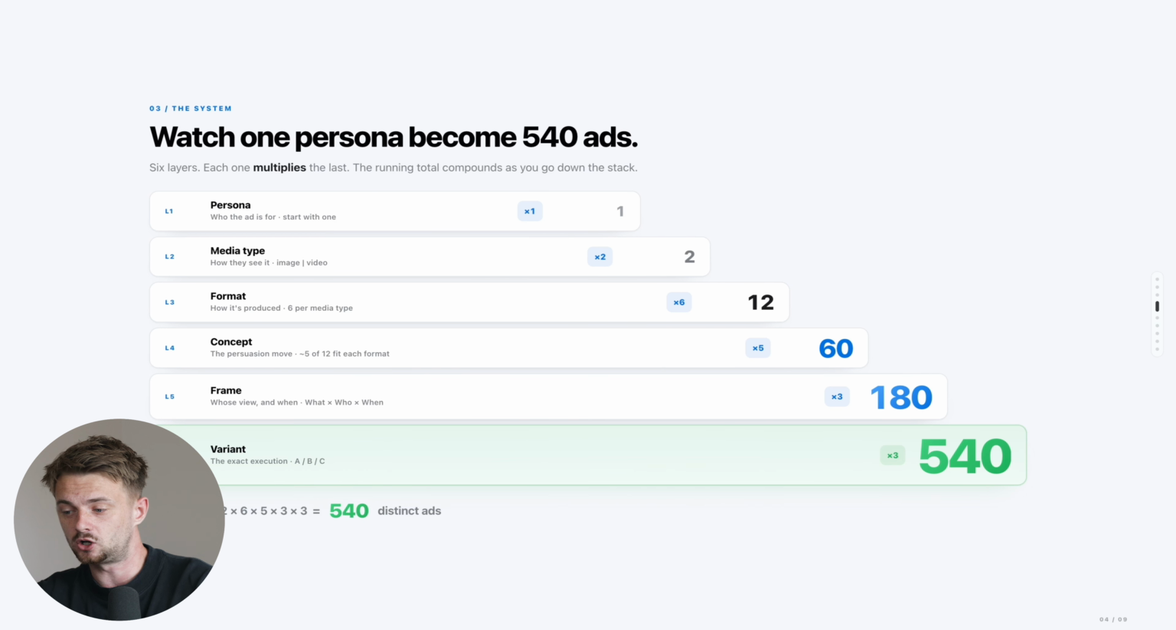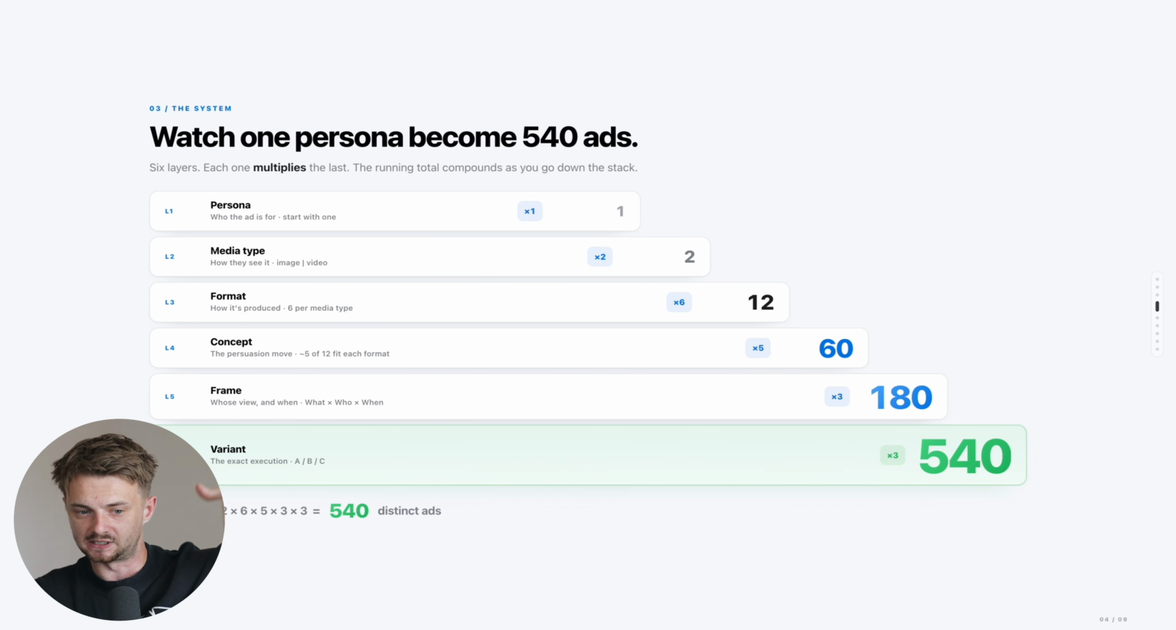So this honestly is the most important thing that I see, and the most common thing that I see when I speak to brands and audit accounts. This just seems to be the main problem: how do you actually make more ads? It's all well and good saying, yeah, just make more ads, but how do you actually do that? Initially, you need a solid system to understand the different formats, the different concepts, the different frames, and the different variations. But most importantly, the persona is the thing that everything stems from.